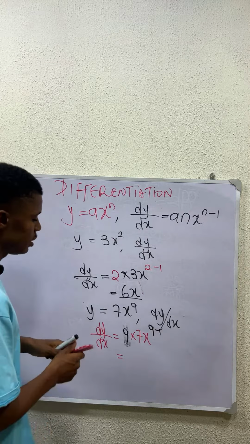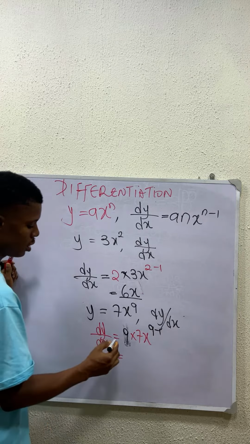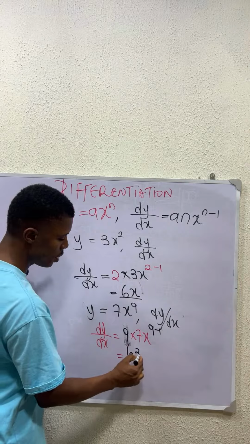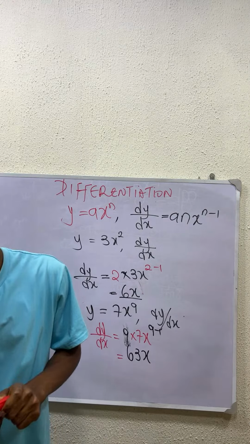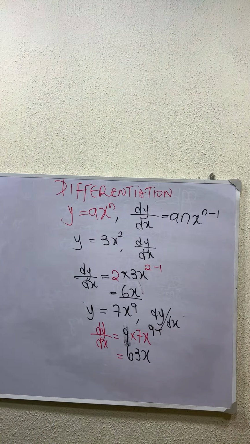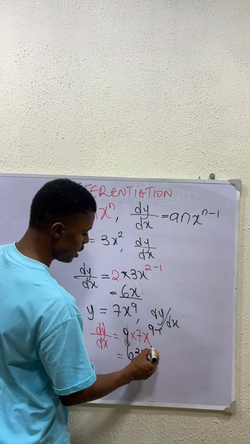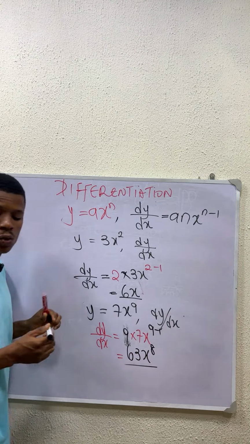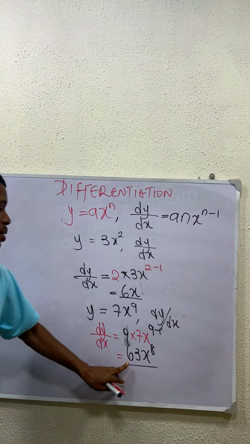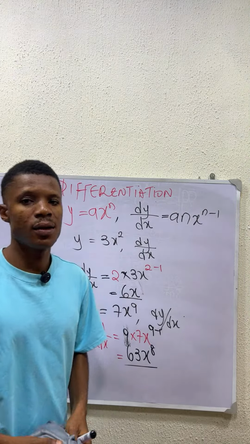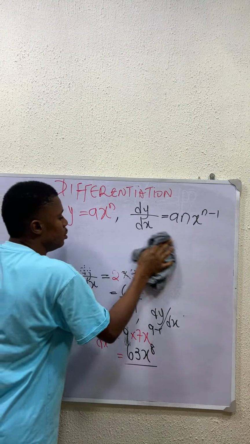Basically, 9 times 7 is 63. So we have it as 63x. Then what is 9 minus 1? 9 minus 1 is 8. So differentiating this y with respect to x gives 63x power 8. Okay? So that's it.